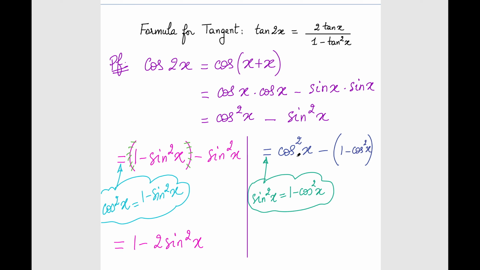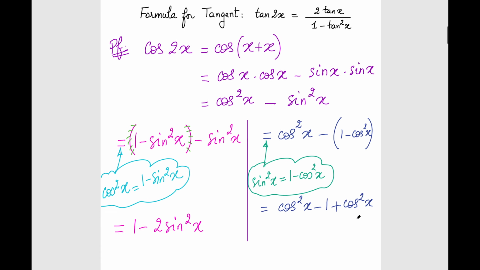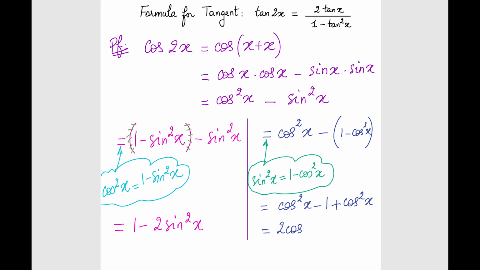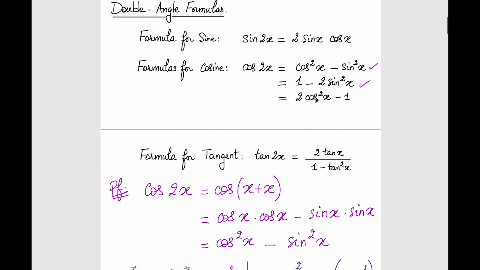All right, and what is that? This is cosine squared of x minus 1 plus cosine squared of x. So if you want to destroy the parentheses, everybody inside has to switch sign. So minus 1, and minus the minus becomes a plus cosine squared. Okay, and cosine squared plus itself is twice cosine squared x minus 1. And this is exactly what we wanted. It's right there. So this has also been proved.